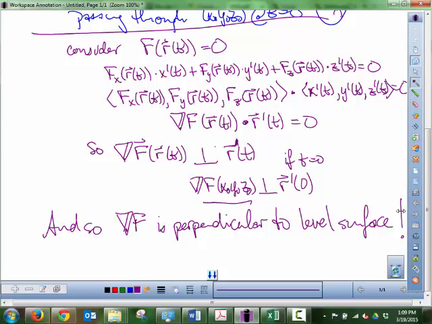Yes? We could make one. By level surface, do you mean like the tangent plane? What do you mean by level surface? If it was a circle, the gradient would always be pointing towards the center. It depends.